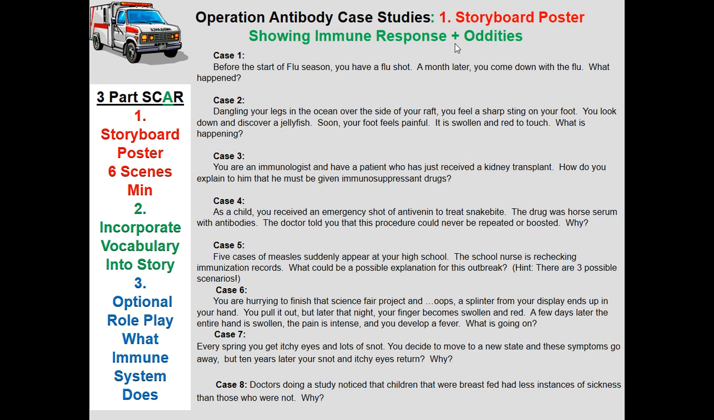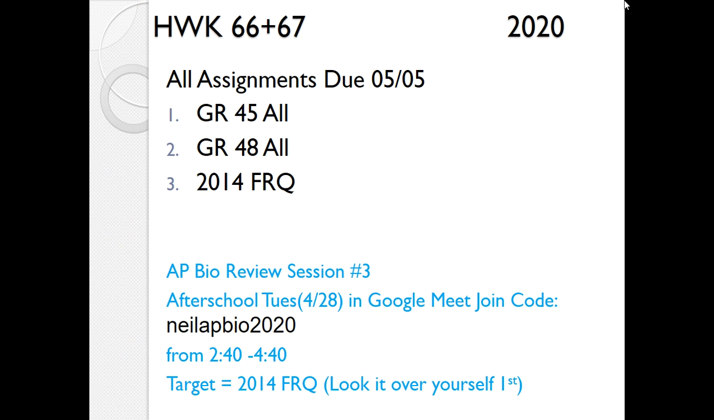That, of course, is what we would tackle normally in our Operation Antibody case studies, which I so wish we could do this year, with a bunch of weird events that get across the ideas of that. This year, we're not going to get the chance to do that. So instead, we'll be looking at the PowerPoints to do that and the ETDs, which a lot of them will be hitting the next ETD. You should notice that your target would be GR 45 and 48, and 2014 for the 5th of May. Man, May's coming quick.